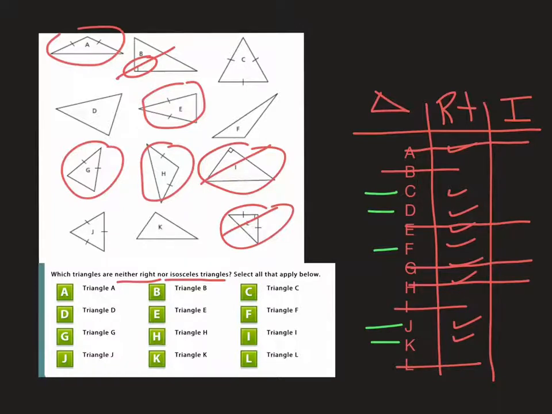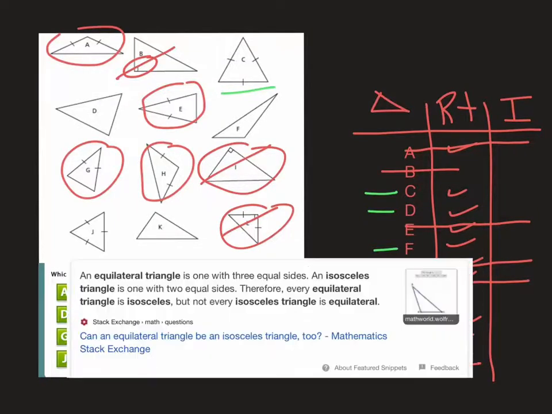So let's look at triangle C. Now we know that that's equilateral, but the question that I asked myself is: it does have 2 sides that are congruent, but it actually has 3. So is an equilateral triangle also an isosceles triangle? I didn't know the answer, so I had to look it up. I Googled it, and here's what I found.